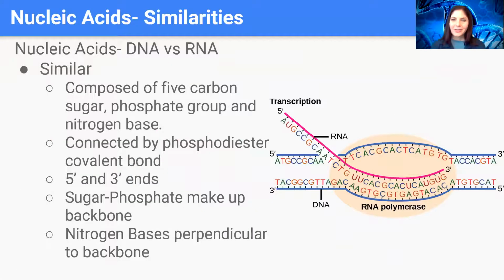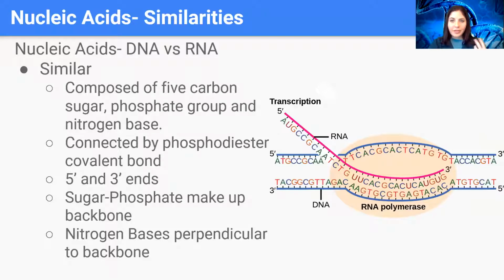All right, so just like with so many other different types of structures and functions and organisms, we have similarities and differences between DNA and RNA. Some of the similarities between these two nucleic acids are that they both have 5 carbon sugars. They both have phosphate groups, and they both have nitrogenous bases. They are both connected by phosphodiester bonds for their backbone, so their sugar phosphate backbone, and those are covalent bonds.